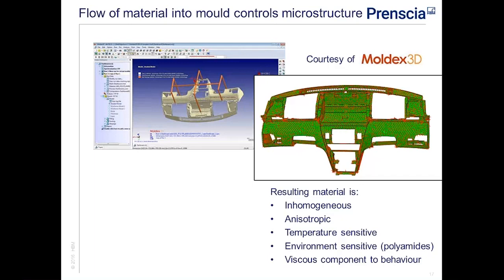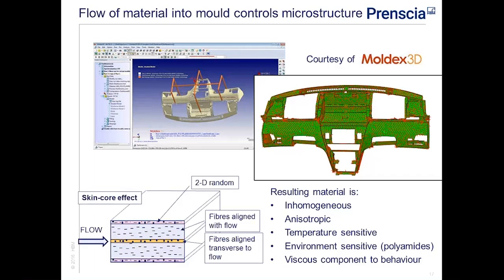It's a bit worse than it looks in that picture, actually, because not only do we get a spatial variation in the fibre orientations across the model, but if we look through the thickness, we also get considerable variation through the thickness of the component due to what we call a skin core effect, where in general you get alignment of the fibres with the flow direction, but it's different on the surface, and you also tend to get a core where the fibres tend to be aligned transverse to the flow.